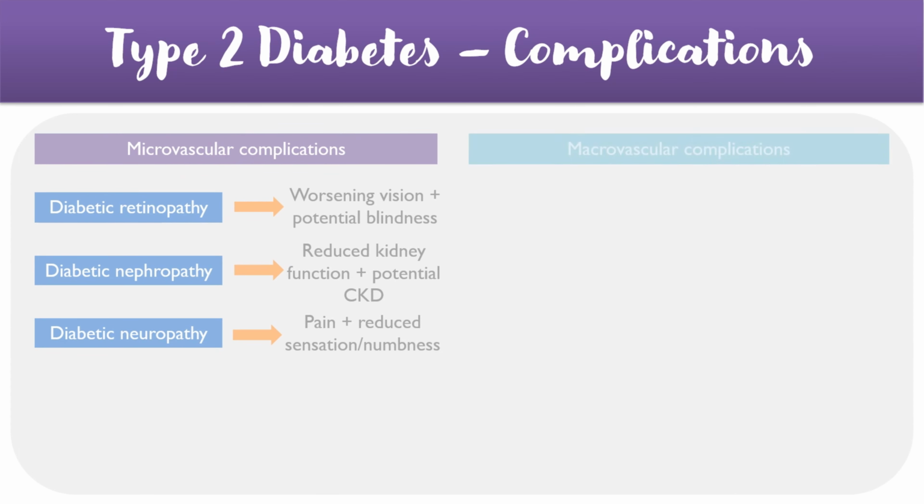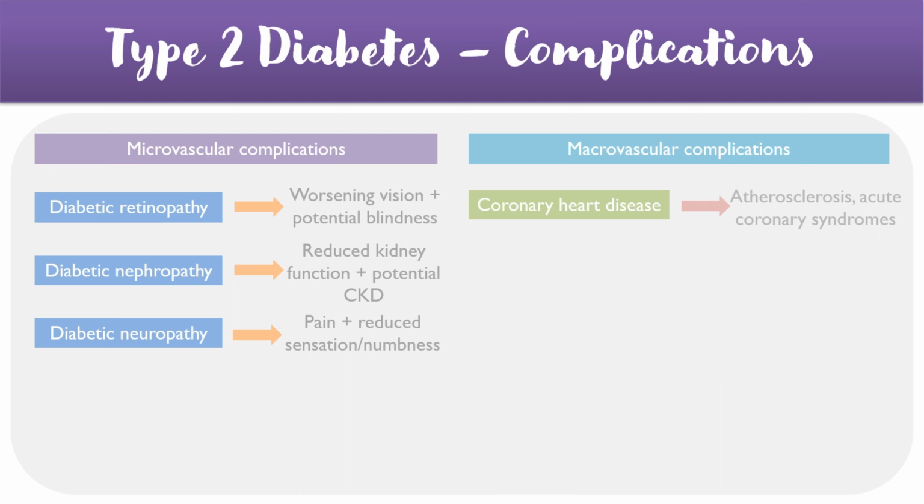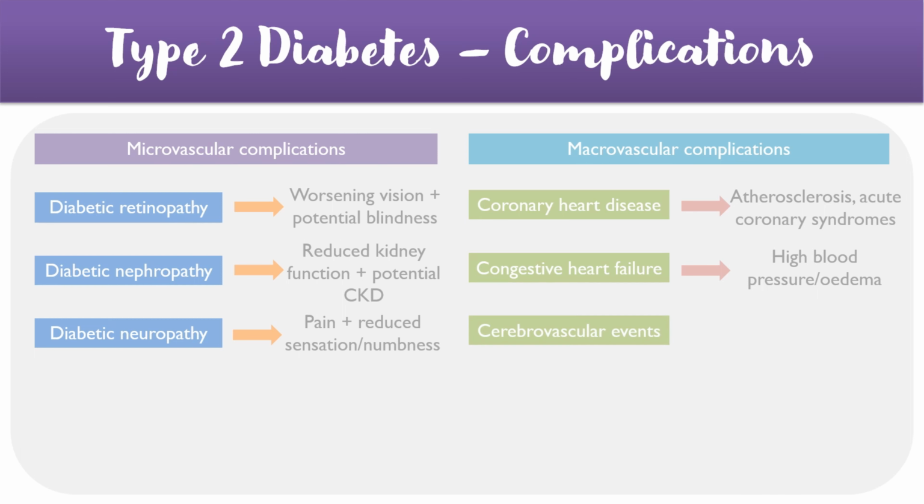In terms of the macrovascular complications, patients with type 2 diabetes can develop coronary heart disease, which involves atherosclerosis and acute coronary syndromes. There could also be congestive heart failure, which involves high blood pressure and edema, as well as other symptoms. And in some cases, cerebrovascular events may occur, which include strokes and transient ischemic attacks.